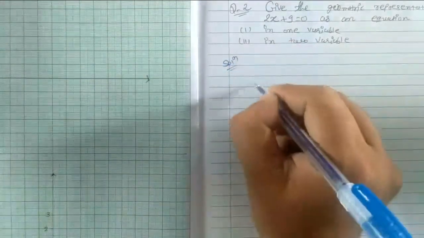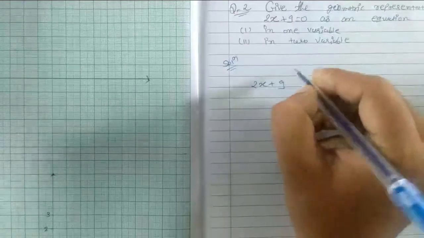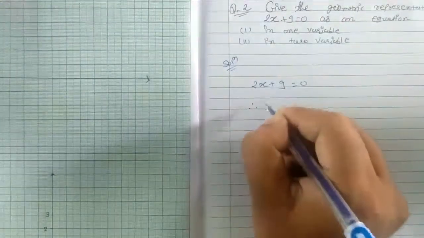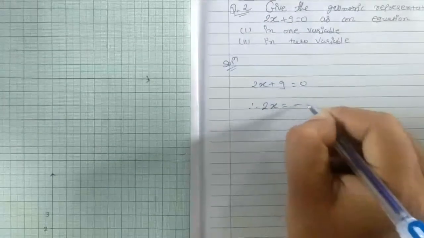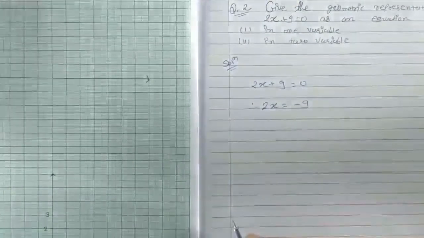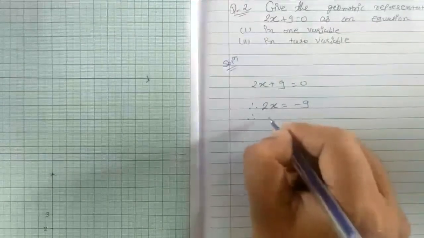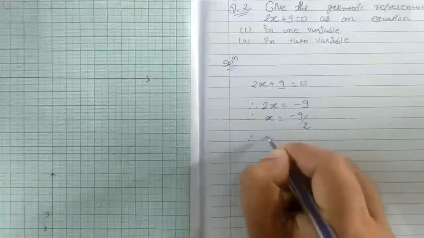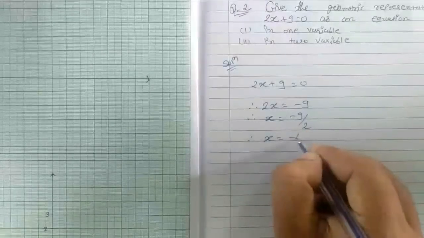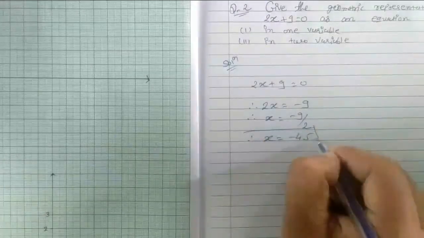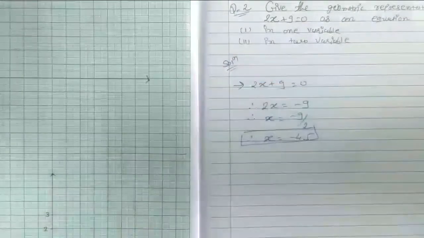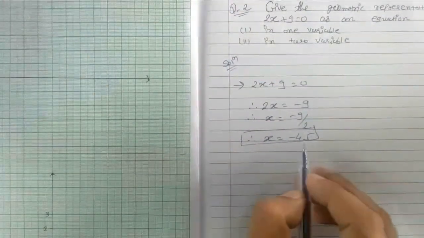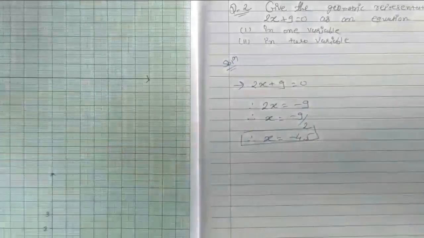So the solution: 2x plus 9 is equal to 0. That's why we can say that 2x equal to minus 9. So x is equal to minus 9 by 2. That's why our value of x is equal to minus 4.5. So first we can express x is equal to minus 4.5 on our line.